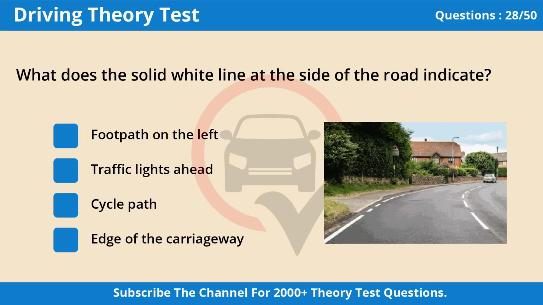Question 28. What does the solid white line at the side of the road indicate? A. Footpath on the left. B. Traffic lights ahead. C. Cycle path. D. Edge of the carriageway.